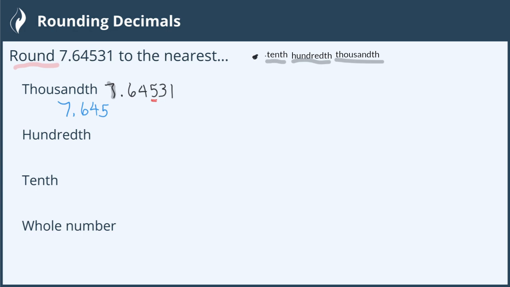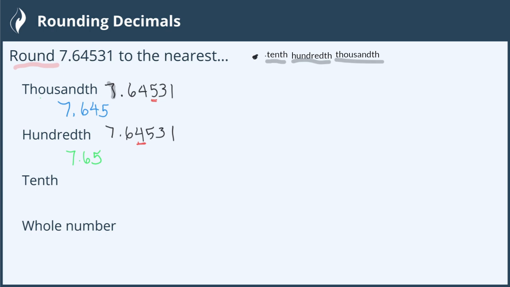When we're rounding to the hundredths place, let's look at our number again. 7.64531. We're looking for the hundredths, so that's going to be this digit right here. And if you notice, next to this digit is a 5. That means this number is going to round up. So that will be 7.6, and we're going to round the 4 up because the next number is a 5. So that makes this a 5 as well. So we've rounded it to the hundredths place.